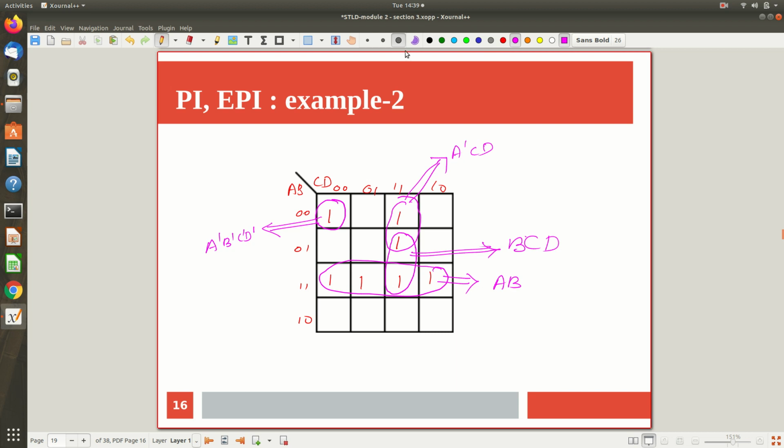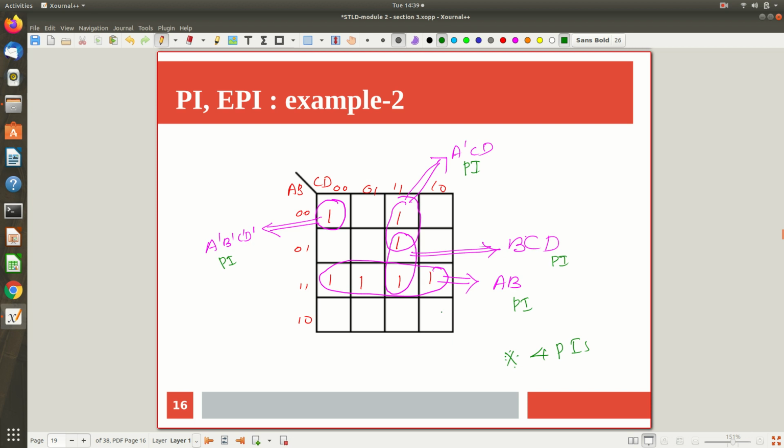So all these are prime implicants. You can see that. If somebody is asking you how many prime implicants there are, there are 4: 1, 2, 3, 4. This is a prime implicant, this is also a prime implicant, this is also a prime implicant, and this is also a prime implicant. So there are 4 prime implicants.